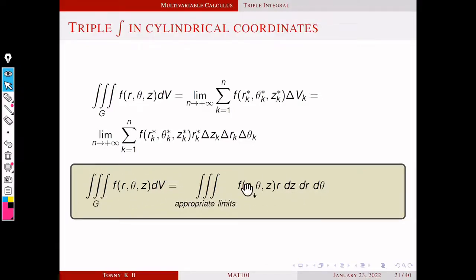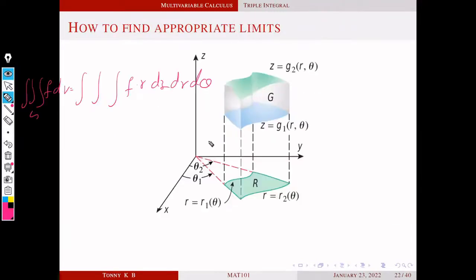Next we have to identify the limits of z, r and theta. To find the appropriate limits, suppose this is our solid G, bounded below by z equal to g1 of r, theta, and above by g2 of r, theta, and its projection is R. We denote the projection by R. So we have to integrate over the solid using cylindrical coordinates, and identify the limits of z, the limit of r, and the limit of theta.